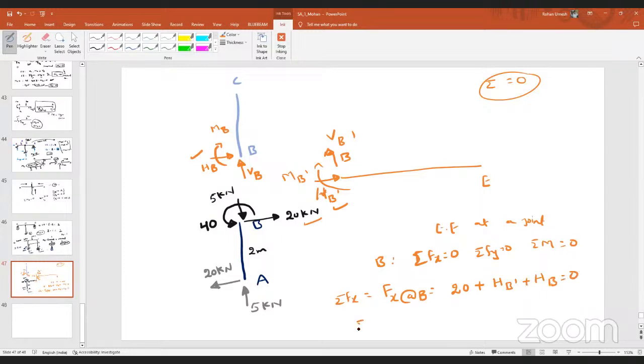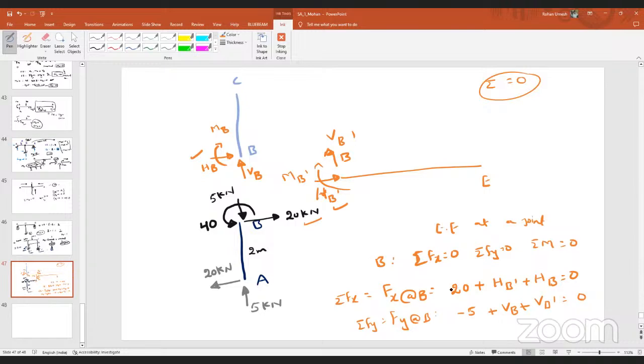Similarly, what is the net force along the Y direction at B? Again, 5 kilo minus 5. If I consider upward force as positive, 5 is acting downward. So minus 5 minus 5 plus VB plus VB dash is equal to 0. Similarly for the moments also, isn't it?